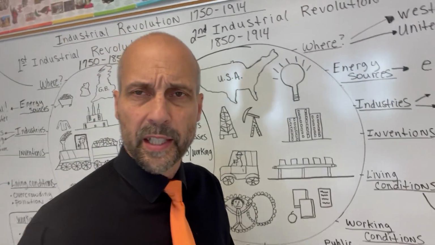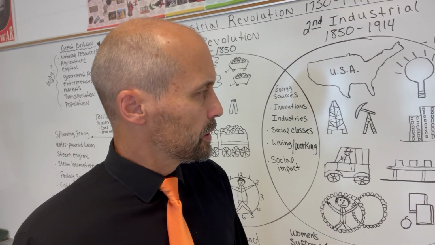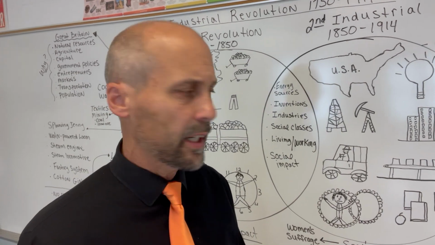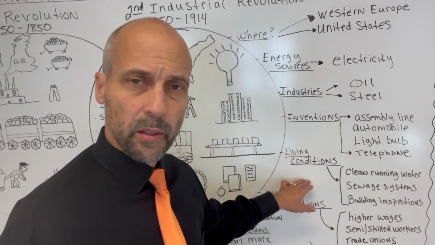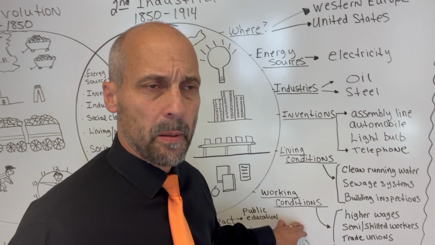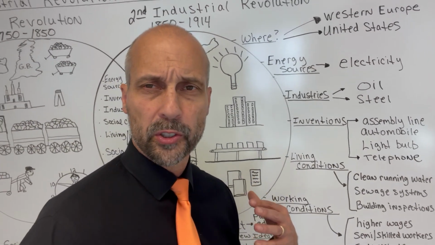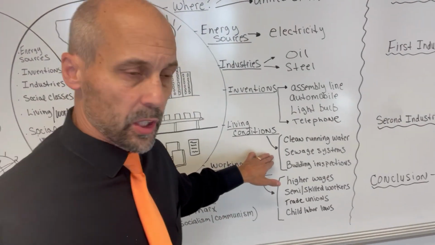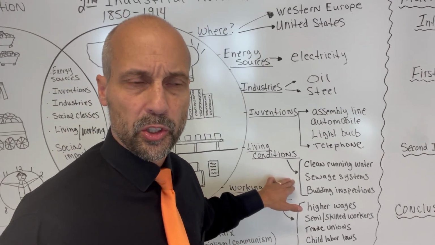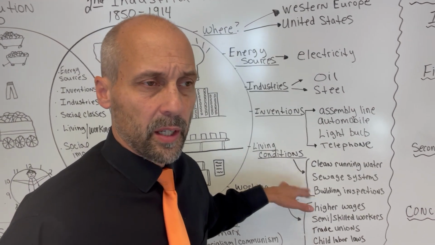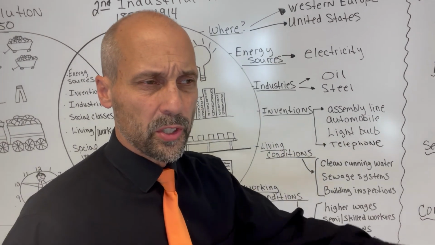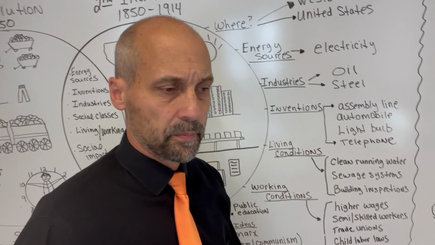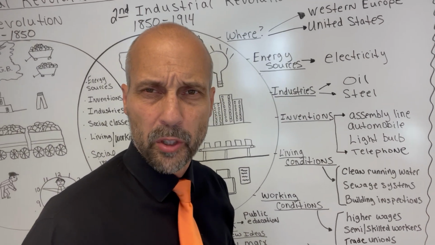And then, of course, we also had to get into some of the social impact, guys. The social impact of the second IR, and we got into the living and working conditions here. As bad as things were in the first IR, things do begin to get better in the second IR. We talked about how there were reformers pushing governments to clean up cities in areas of having running water, sewage systems, sanitation, building inspections and codes, to make living environments better for the people.